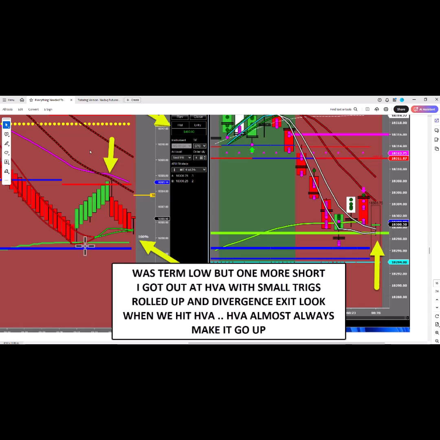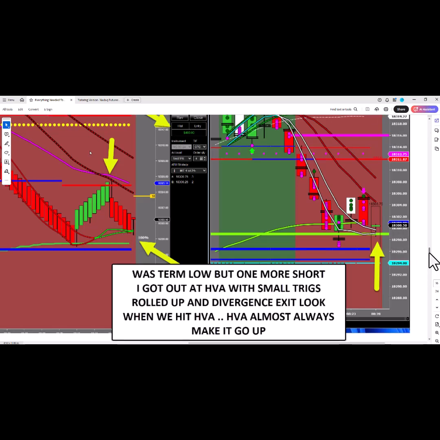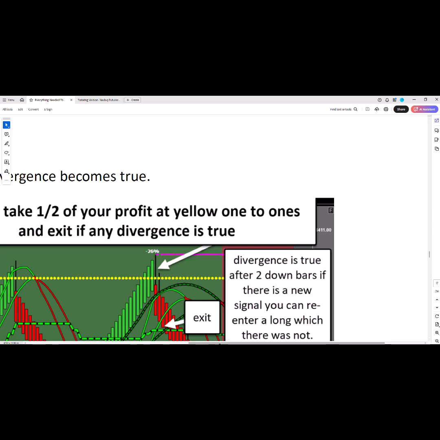All right, so anyway, this is not the best example, but I went short on a trend trade and I got out at the high volume area because of what my small triggers were doing. So if you guys are ever in a trend trade and you run into your triggers going the wrong direction, usually that's where the market stops. Anyway, they're all the same once you put together the thought process.